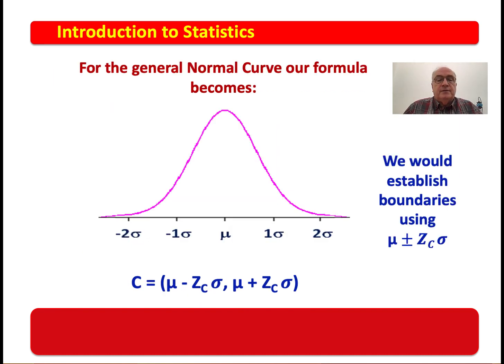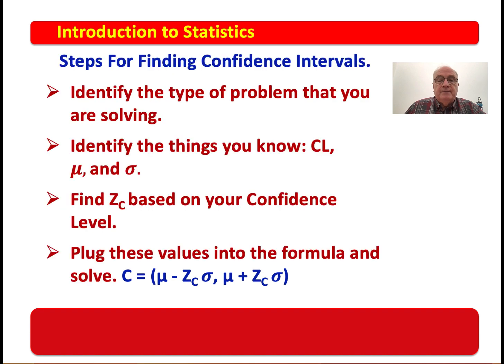You're learning new terms. For a given normal curve, our formula becomes mu plus or minus Z confidence times sigma, or mu plus or minus the effect size. The effect size is Z confidence times sigma. Now, identify the problem that you're solving. Identify the things you know: the confidence level, mu and sigma. Find Z confidence based on your confidence level. Go to your table, get that value, and plug these in.